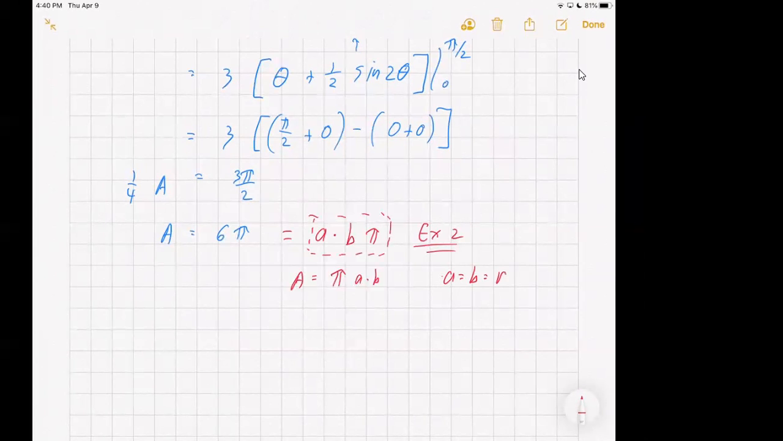So let me stop this video and actually let's derive using calculus the general formula for the area of a circle in a similar manner.